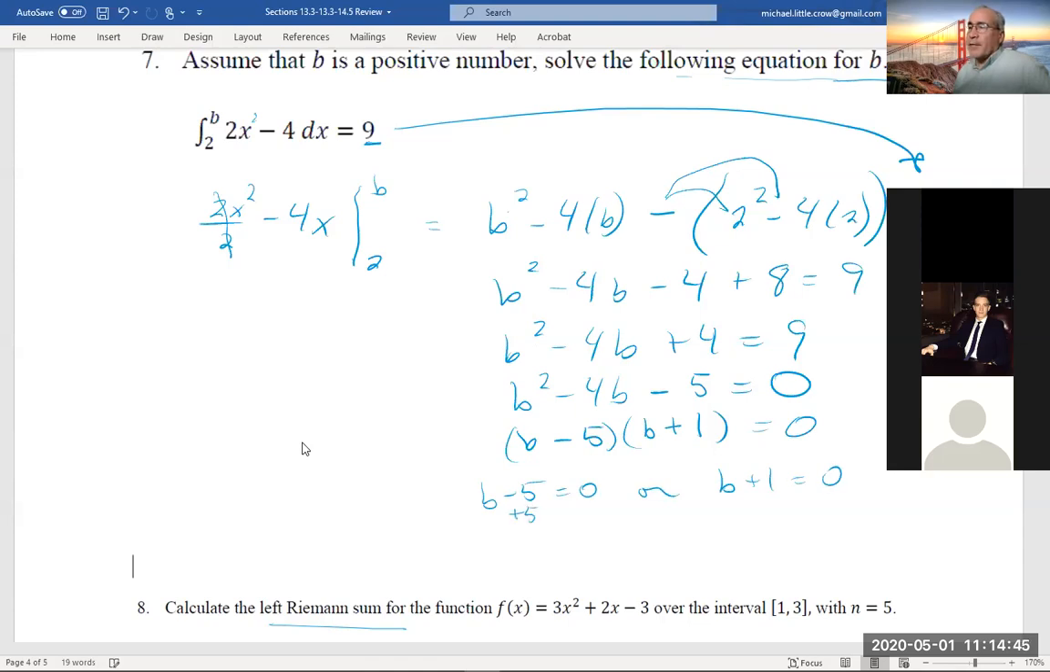This one we add 5 to both sides. B equals 5. This one we subtract 1 from both sides. B equals -1. Could it be both of these?